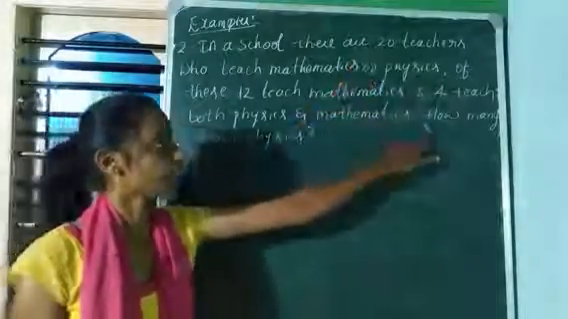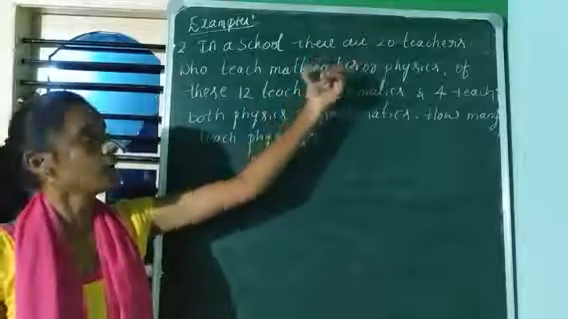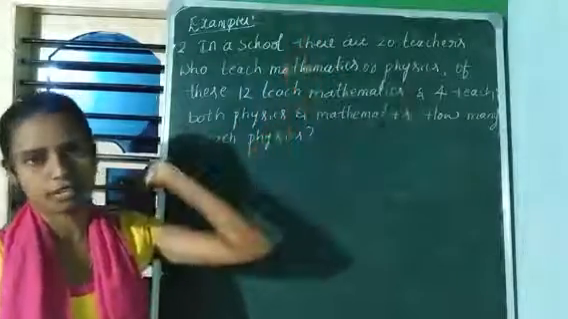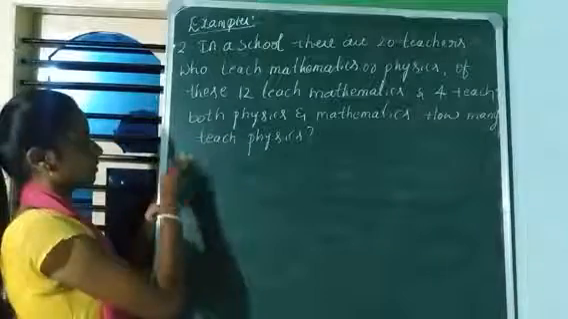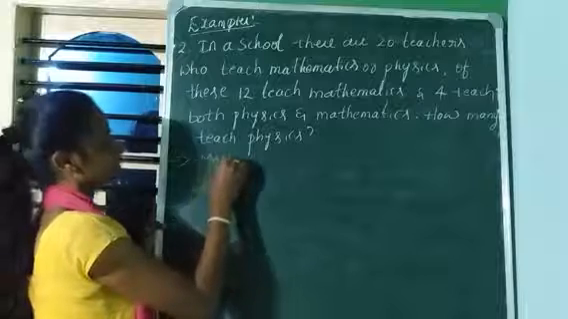Now what you need to find? How many teach physics? Out of the 20 teachers, how many teach physics? That you need to find. Is it clear? So I just take mathematics as X.